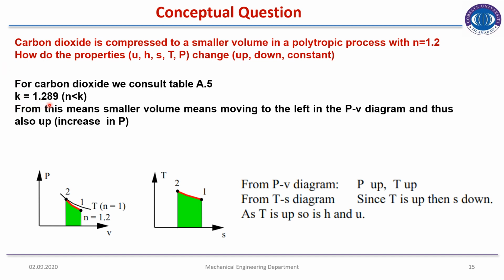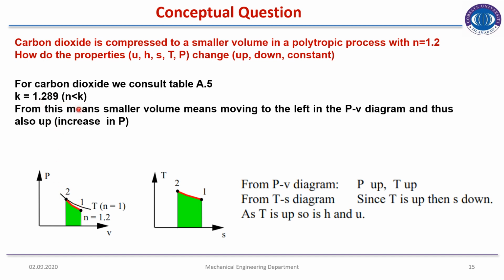K is equal to 1.289, that is, n is less than k. So n is given as 1.2 and the value for k is 1.289 from table A.5. Smaller volume means moving to the left in the PV diagram, and thus also an increase in P. So in the PV diagram we will be moving from 1 to 2 as n is less than k.